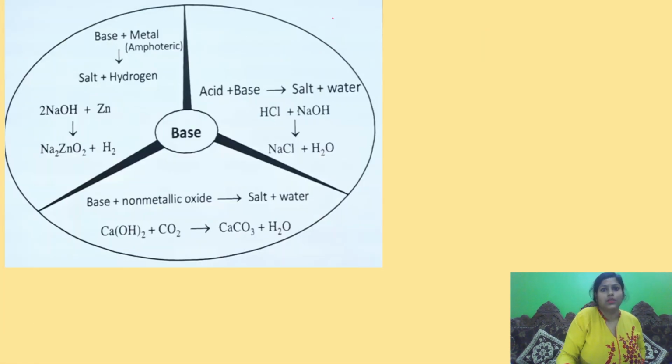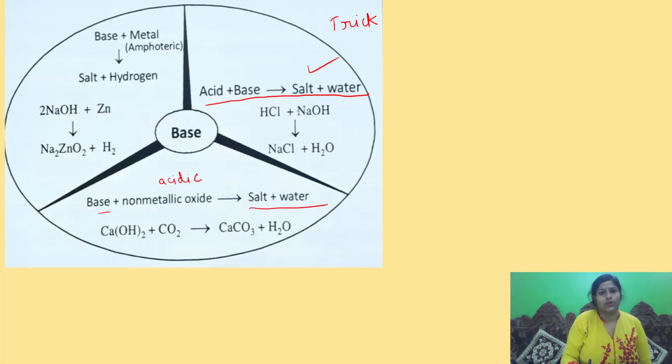Now this is base. This is much easier. Acid and base react to form salt and water. This is a common reaction. Now bases react with non-metal oxide. This is an acidic compound. So acid and base, again salt and water.